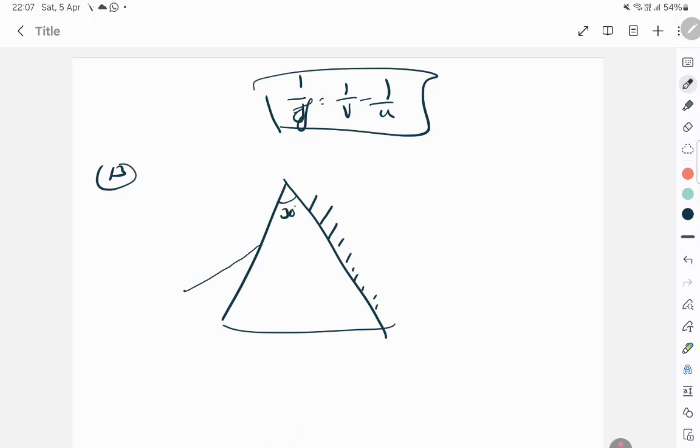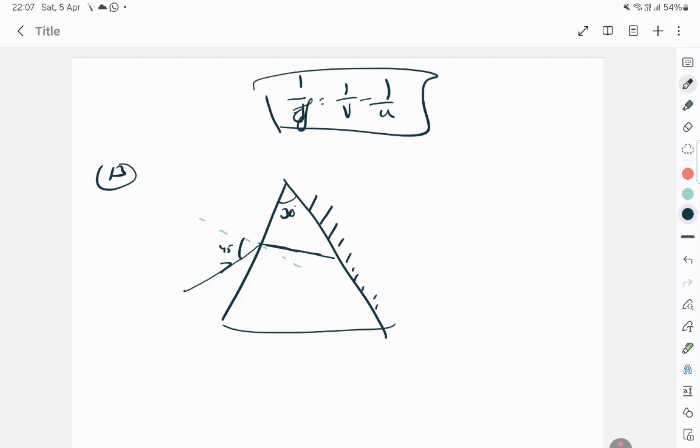Initially, for anything which is falling at an angle of 45 degrees, the angle of incidence is 45 degrees here. It's going to bend towards the normal, and it's going to fall like this. Okay, let's see. The ray is refracted first and then reflected from the silver coating.